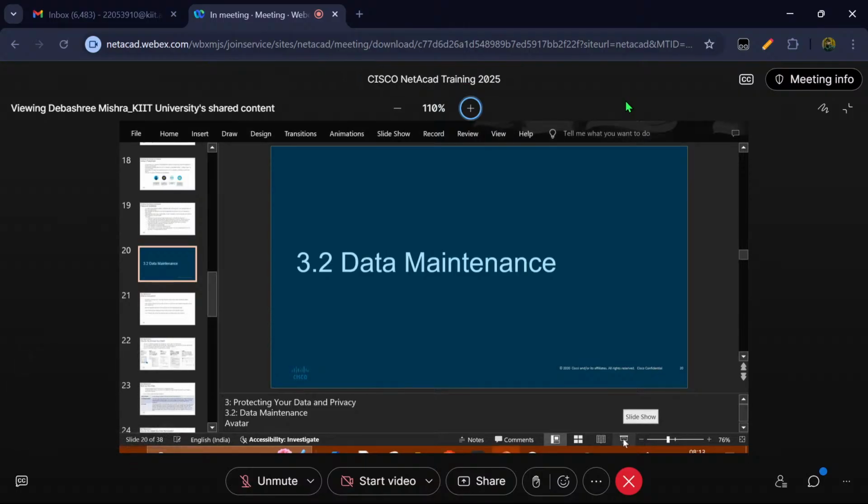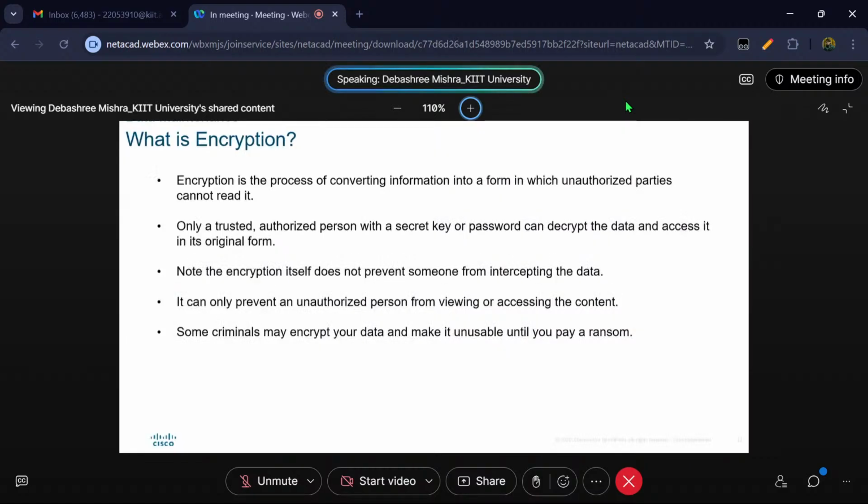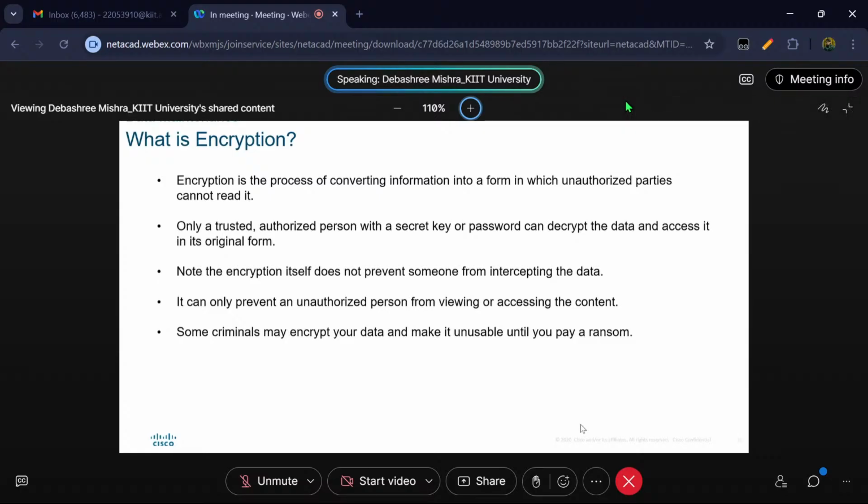When we are talking about data maintenance, we will also talk about how to maintain the data, mainly focusing on privacy and security concerns. In data maintenance there is a topic: what is encryption? Encryption is a technique or process of converting information into some other format which an unauthorized party cannot read.